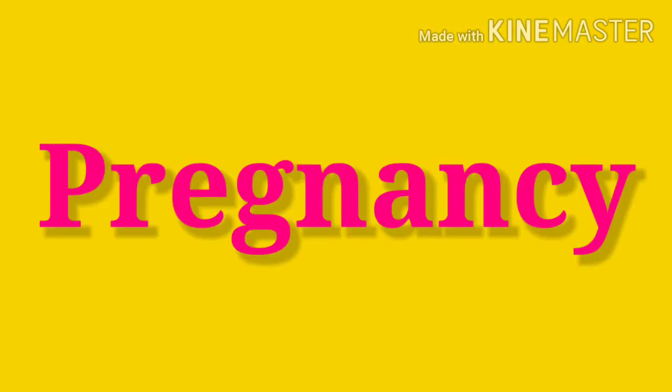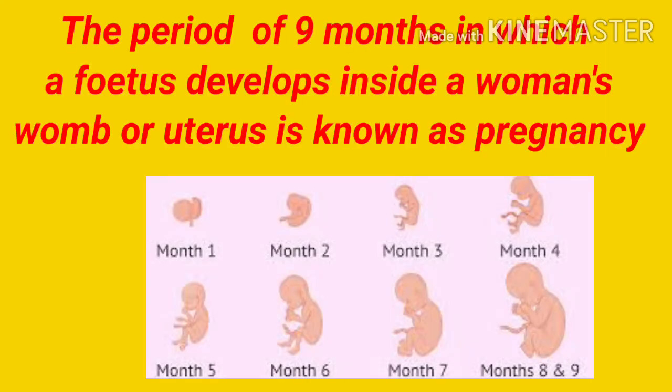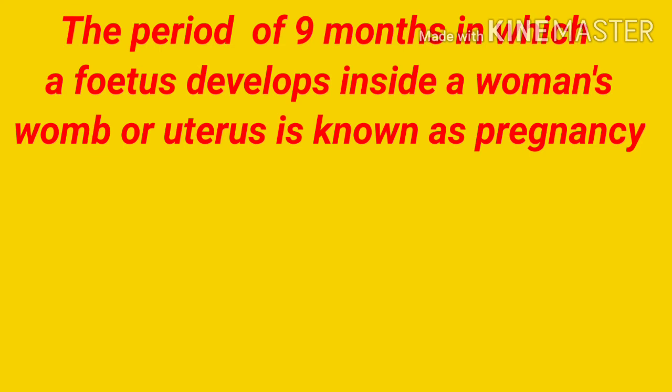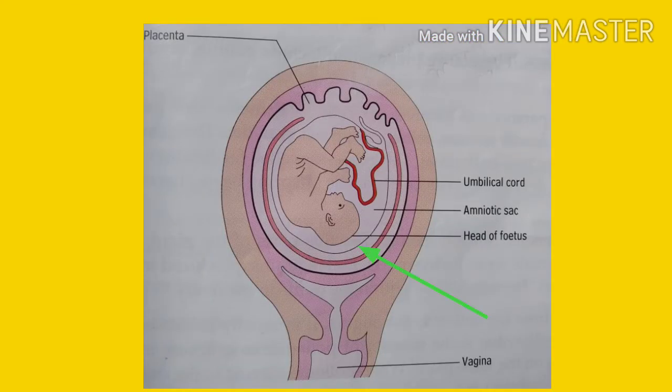Now the next topic is pregnancy. What is pregnancy? The period of 9 months in which the baby grows inside the uterus is called pregnancy. Now at the end of the pregnancy, the amnion, which is the membrane of the amniotic sac, bursts and the baby is pushed out through the vagina by the contractions of the uterus.